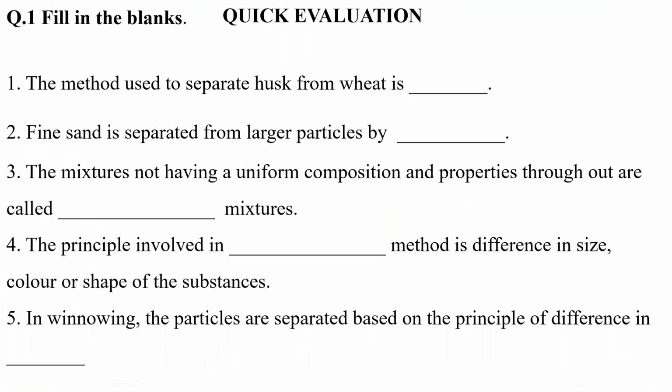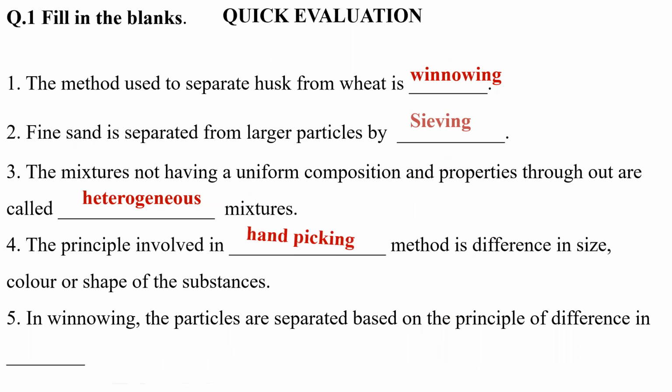We are going to have a quick evaluation, that means fill in the blanks. So let's see. The method used to separate husk from wheat is winnowing. Second, fine sand is separated from larger particles by sieving. Third, mixtures not having a uniform composition and properties throughout are called heterogeneous mixtures. Fourth, the principle involved in the method of difference in size, color, and shape of the substances is hand picking. Fifth, in winnowing, the particles are separated based on the principle of difference in density.